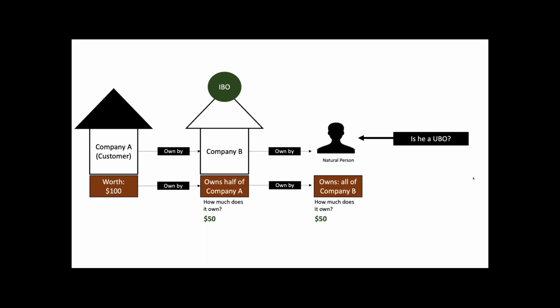That's why I need you guys to confirm for me. Because if he owns half of company A, it's just 50% of the company, and the natural person is owning half of company A. No, he owns all of company B, and company B owns half of company A. So he owns 50% of company A.